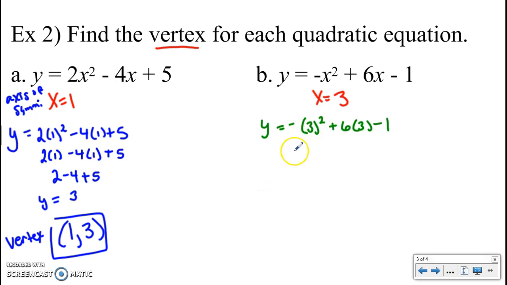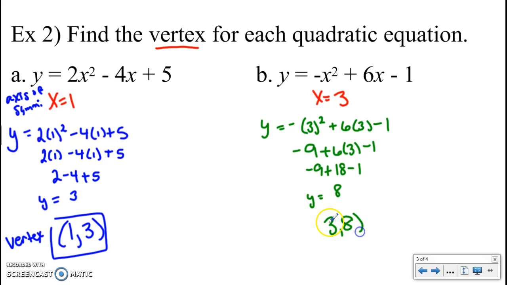Using my steps, I'm going to go ahead and square the 3. So 3 squared is 9. And I'm just using order of operations for this. 6 times 3 is 18. So -9 plus 18 is 9. Minus 1 gives me 8. So we have the point 3, 8 for our vertex.